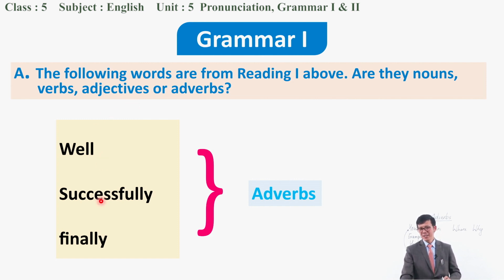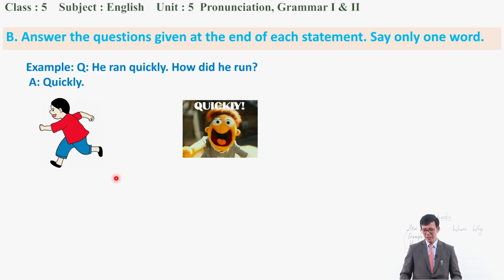So this, well, successfully, finally, are all the what? Adverbs. They are describing what? Verbs, adjectives, okay? So these are, well, successfully, finally, adverbs. Very good. If so, now let's discuss, okay? What is your role? You answer the questions given at the end of each statement.